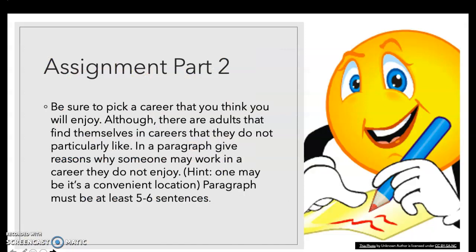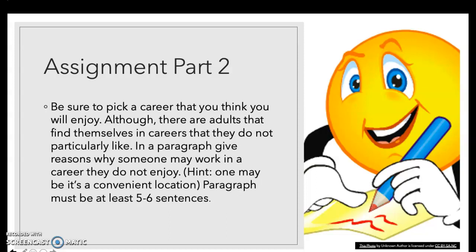Part 2. Be sure to pick a career that you think you will enjoy. Now, I will tell you that there are some adults that find themselves in careers that they don't particularly like. Why is that? In a paragraph, give reasons why someone may work in a career that they might not enjoy. I'll give you a hint. Maybe it's closer to home and they have transportation issues. But that's only one. A paragraph must be 5 to 6 sentences.